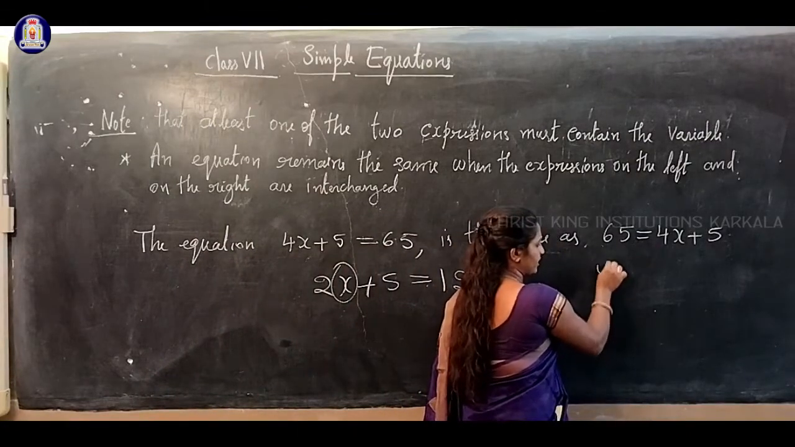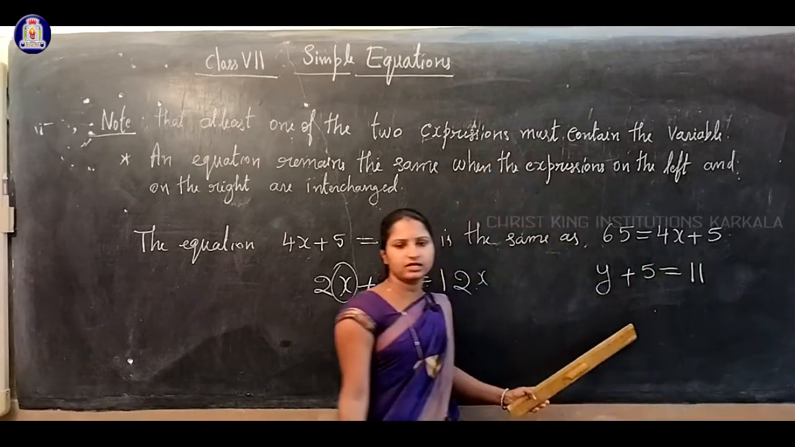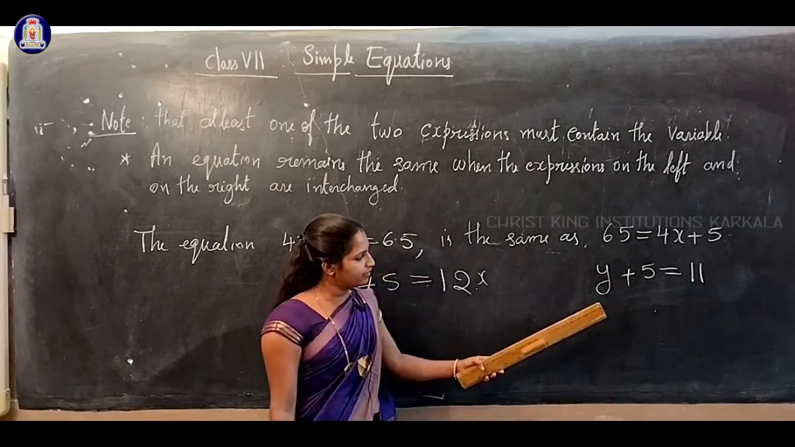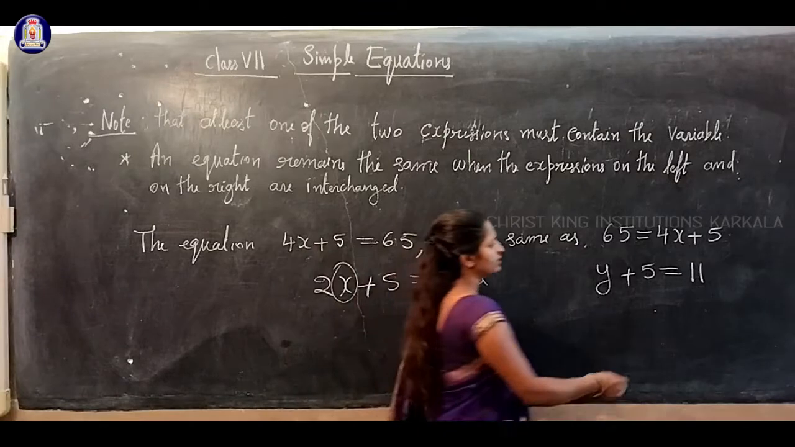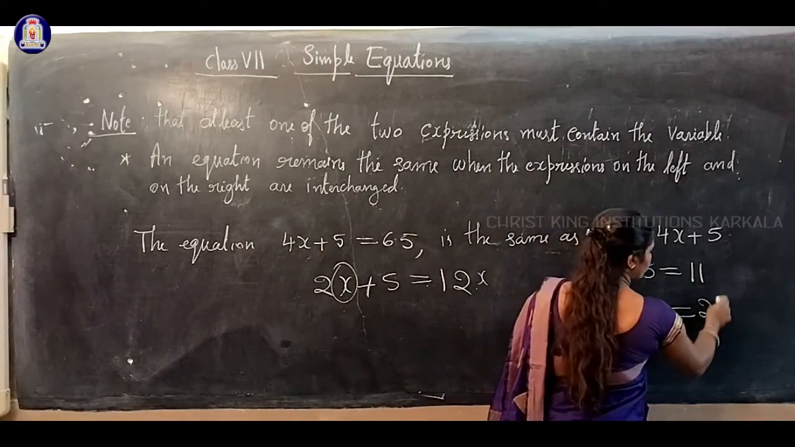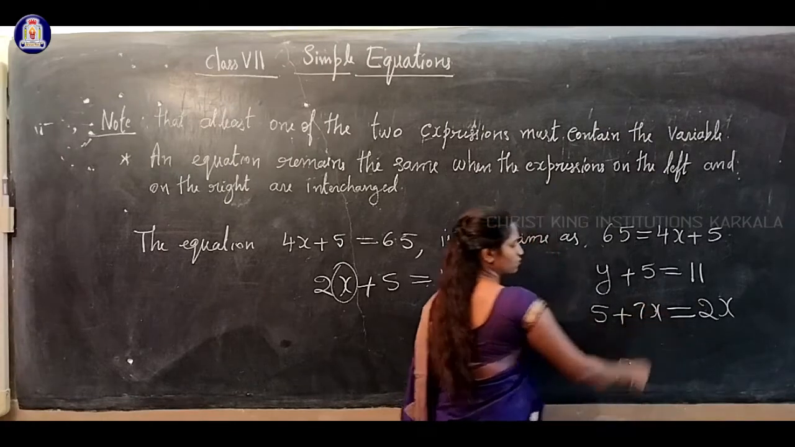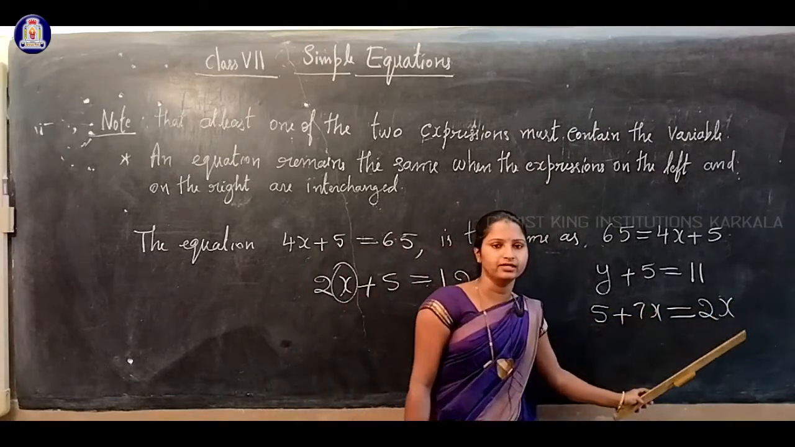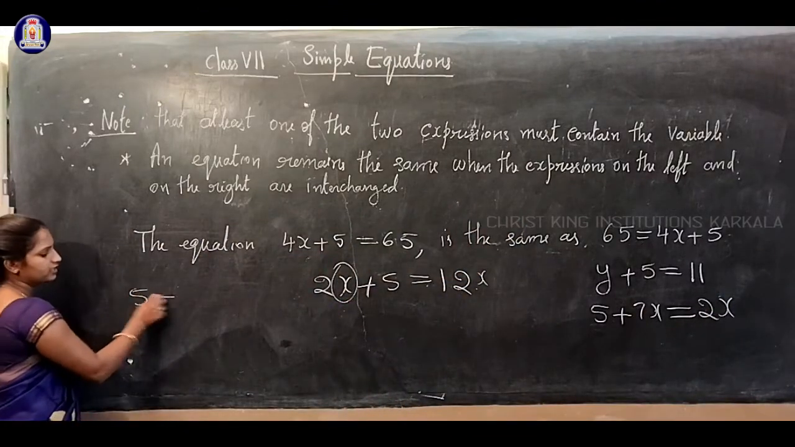So for example, if I write y plus 5 is equal to 11, this is the equation. In the left hand side, if you see, we can find the variable, that is y. Correct? If I say 2x equals 5 plus 7x, this is also an equation. See, both sides contain a variable. Sometimes you will get the variable only in the right hand side.